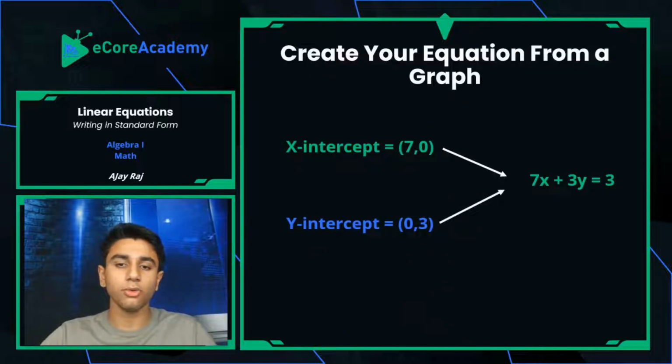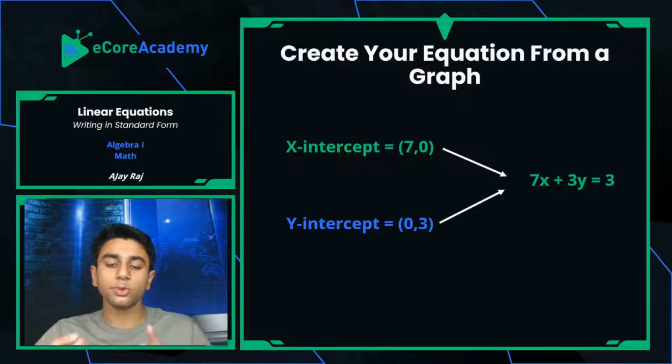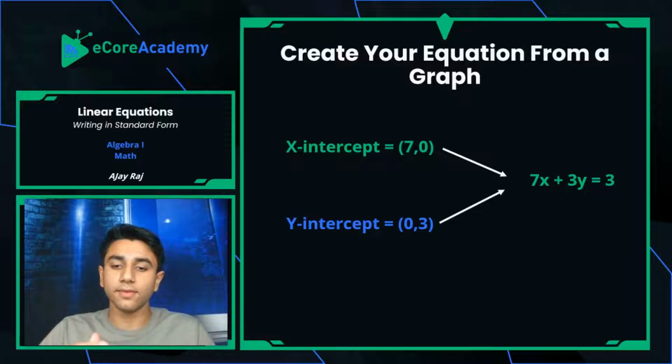All right, now moving on. So now what we're going to focus on is the actual concept of creating your equation from a graph. You can take this from a simple graph, or oftentimes you're going to be given an x-intercept and a y-intercept of a graph. In this case, we're given 7, 0 as our x-intercept and 0, 3 as our y-intercept. You can merely plug in those values for your a and b values. It's as simple as that.